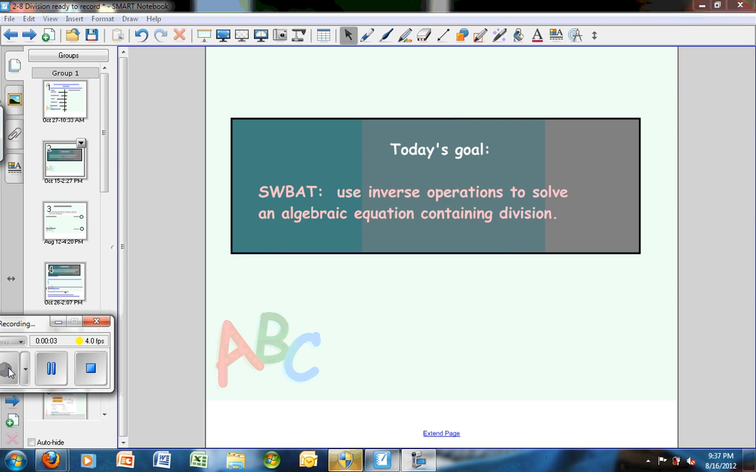Well, today we're going to wrap up solving one-step equations by solving one-step equations that include division. So far we've learned how to add, subtract, and multiply. So today we're going to solve equations that have division as their main operation. Today's goal: students will be able to use inverse operations to solve an algebraic equation containing division.